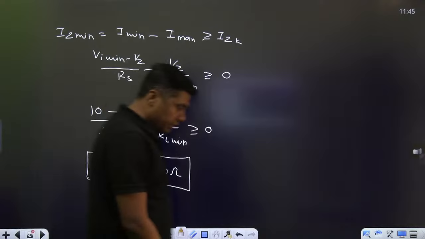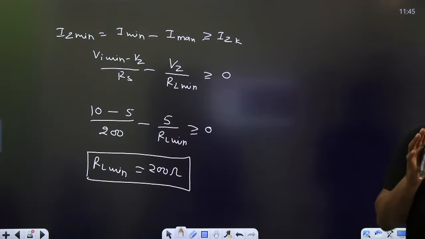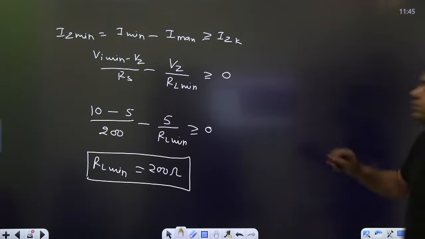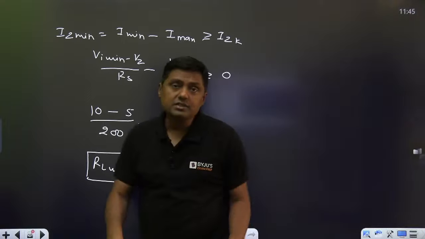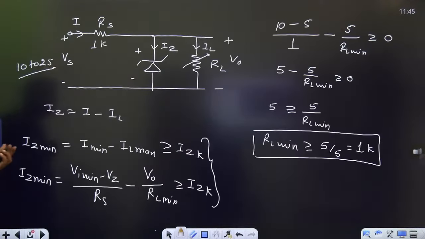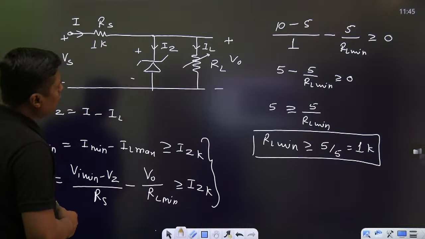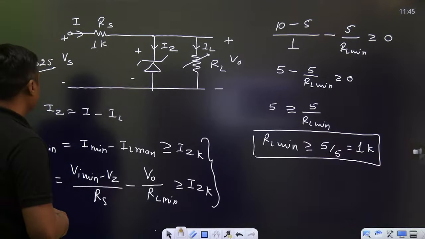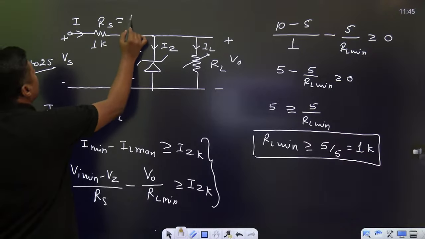So it is a good doubt. If Rs is not given in the question, then in this way we can solve this question. If Rs is given as 1 kilo ohm, directly you can solve like this. That is the first approach. I think now it is clear to you. Right, in this question Rs is given as 1 kilo ohm.